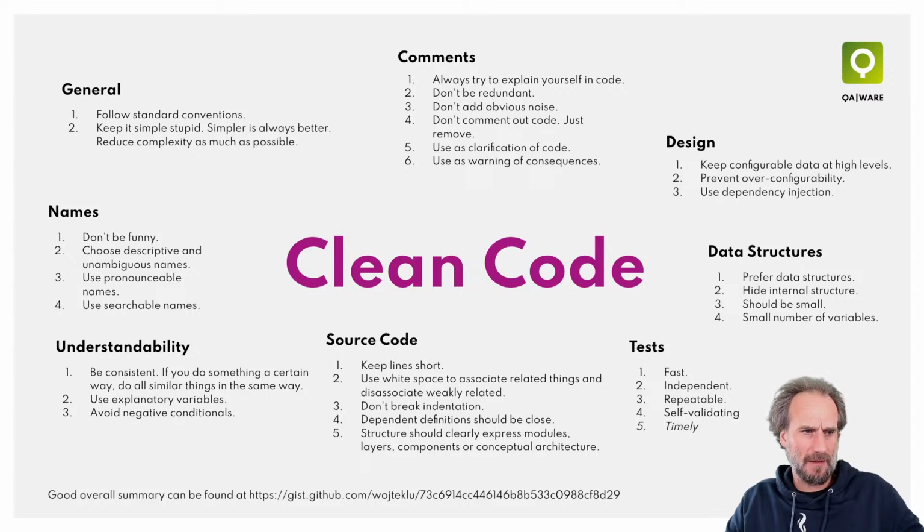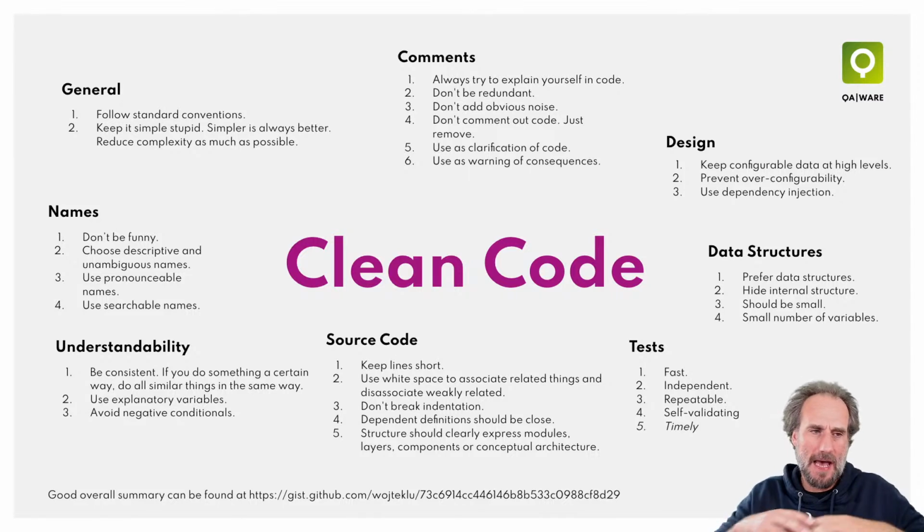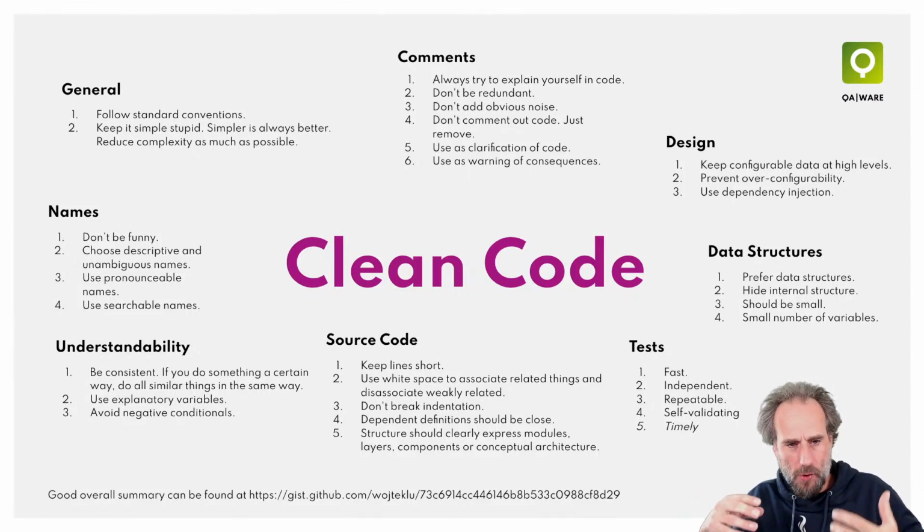Think about the naming, right? Everything that applies to your business code applies to clean code on an infrastructure level. Don't be funny. Don't choose funny names. Choose descriptive names that are unambiguous. Use pronounceable names, names that you can search for. Be consistent. If you have a large code base, it is important that you are consistent: if you've decided to do something a certain way, you should always do it that way, right? Use explanatory variables, avoid negative conditionals.